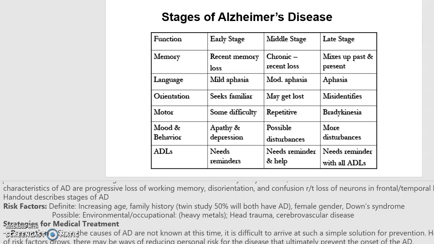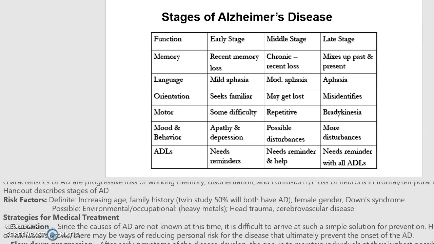Then we have late stage of Alzheimer's disease, where it mixes up the past and present, where they maybe can't speak at all or speak very little. They are unable to know where they are or when they are in time. They have slow movements or no movements. They have many disturbances in mood and will need reminders with all ADLs.